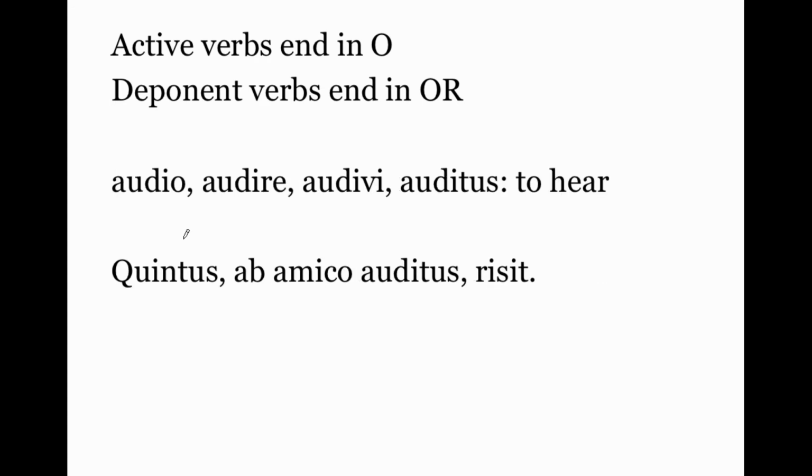Let's look at another verb here. Remember, one of the skills we want to acquire is the ability to look at the dictionary entry of a verb and say, okay, if it ends with an O, it's active. If it ends with an OR, it's deponent. And to understand how to translate the past participles accordingly. Audio, audire, audivi, auditus. Ends with an O, makes it active. Active verbs have a passive past participle.